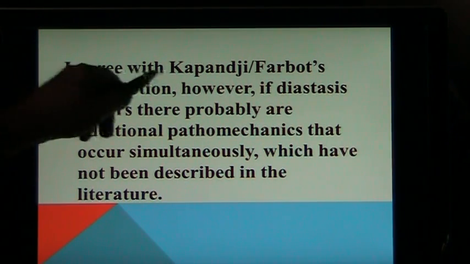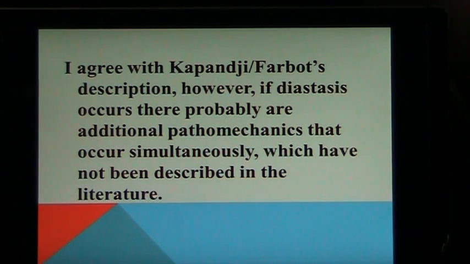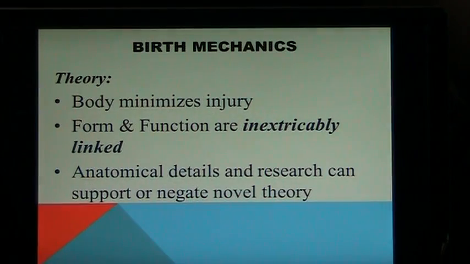However, this model describes kind of normal childbirth. It describes perhaps a normal symphysis pubis dysfunction, but the diastasis is a different beast. It's a different entity. So if diastasis occurs, there probably are additional pathomechanics that occur simultaneously which have not been described in the literature. So my theory is going to be predicated on these basic premises. One, the body minimizes injury. We have to deliver the baby, but let's design this structure so that it can deliver the baby even if it gets injured, such that it can minimize that injury and recover.